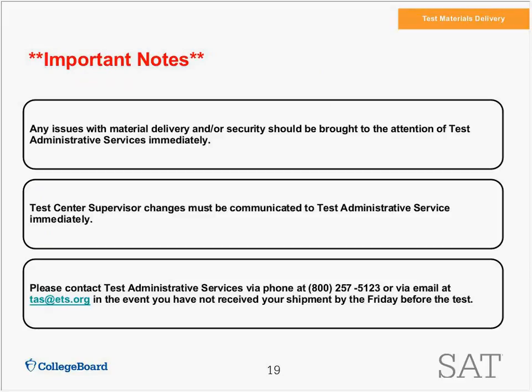If you have any issues at all with your material delivery, or there's any security concerns about your materials, it's very, very important that they are brought to the attention of Test Administrative Services, or TAS, at ETS immediately. And that contact information is going to be in your test center supervisor manual. That's really important. If you notice anything, if you're concerned, if a box doesn't look right, or if it doesn't seem you haven't gotten it in time, whatever has happened, you reach out immediately to Test Administrative Services.